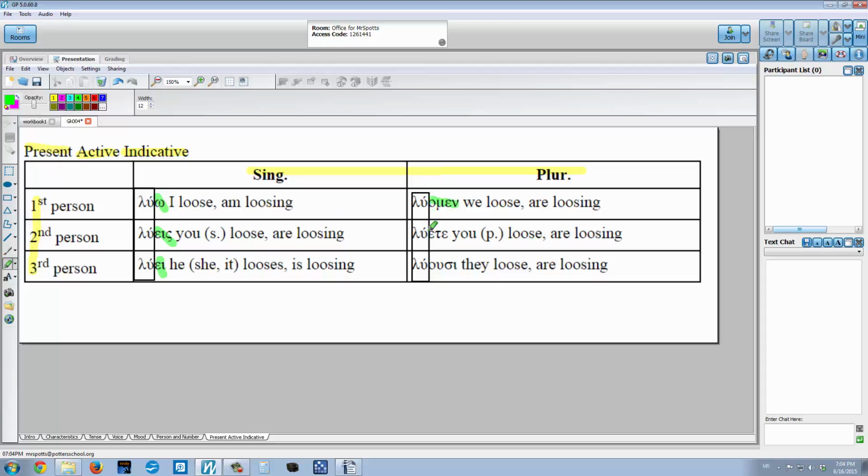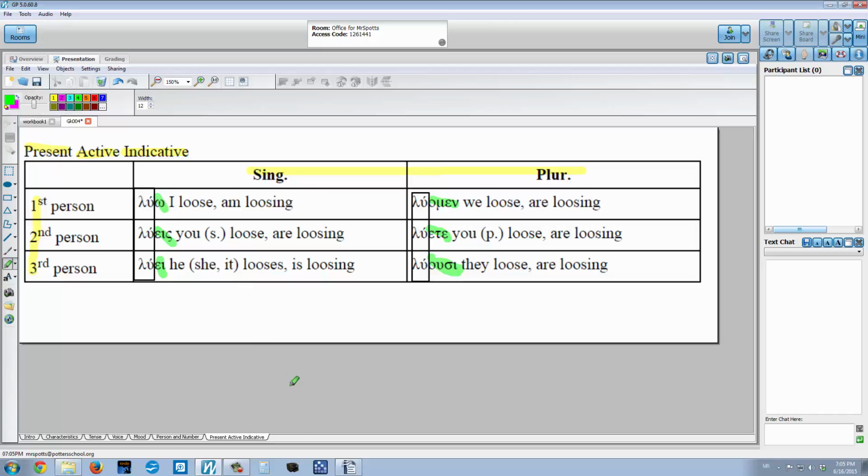What we use are these suffixes, which we will call the primary active endings, to indicate the person and number of a present active indicative verb. So, o, eis, ei, omen, ete, ousi wants to go into your logbook, and also luo, I loose, lueis, you loose, luei, he, she, or it looses, luomen, we loose, luete, you plural loose, luousi, they loose. So the green highlights are the primary active endings. We always want to be able to identify a verb by tense, voice, mood, person, number, and meaning. So be aware of that as you work with verbs.